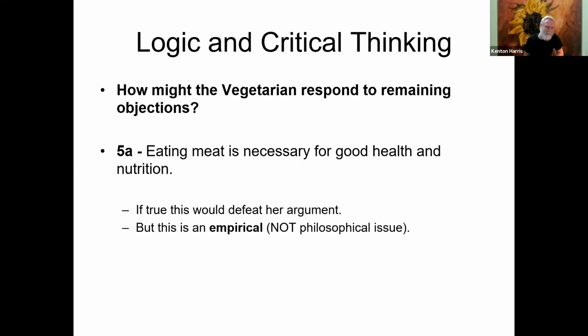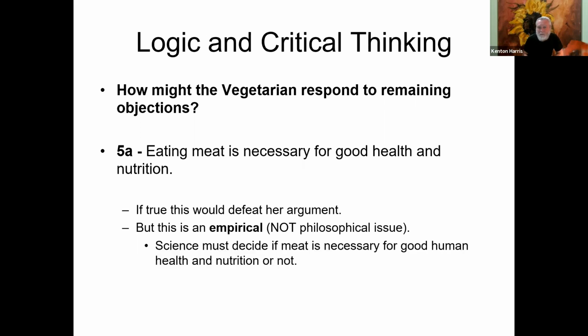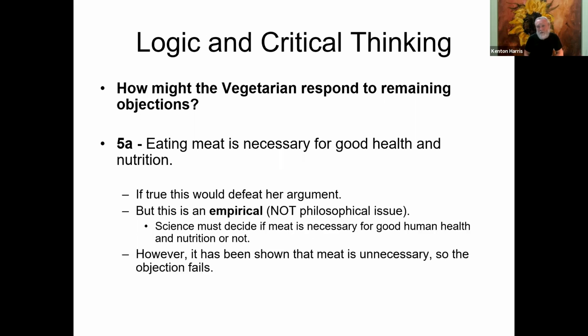And it shouldn't surprise us given the fact that we know there have been millennia of civilizations that have been vegetarian or largely vegetarian, and they've lived healthy human lives, and they've had culture, and they've had arts, and they've had soldiers and military and commerce, etc., and nevertheless on a strictly vegetarian or nearly entirely vegetarian lifestyle. So it shouldn't be surprising to us that eating meat is not necessary for good health and human nutrition. Again, science must decide if eating meat is necessary for good health and human nutrition or not. However, the objection fails because it has been shown it is unnecessary.